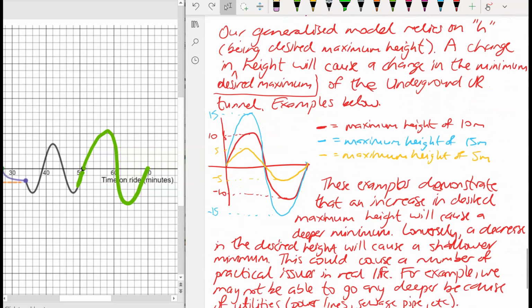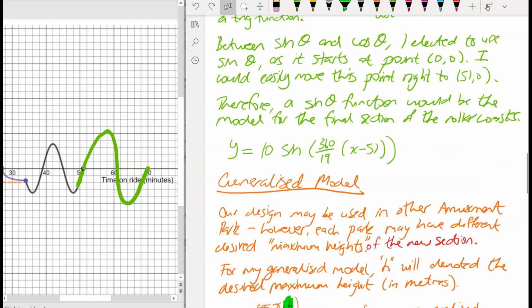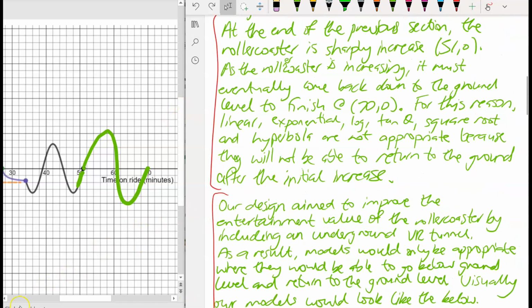And finally, we chatted about what could go wrong. We really heavily rely on h. And as we change h, while the maximum height goes up, the minimum height also changes. And that change in minimum might be an unintended consequence that might not work or might have issues in the real world. So hopefully you found this video useful. This was a recap of the excellence questions, and good luck for your internal when you sit them.